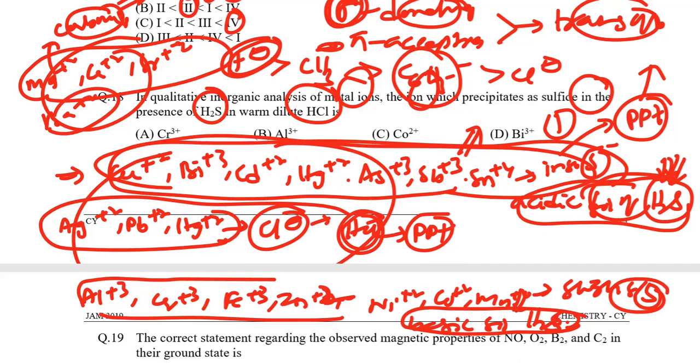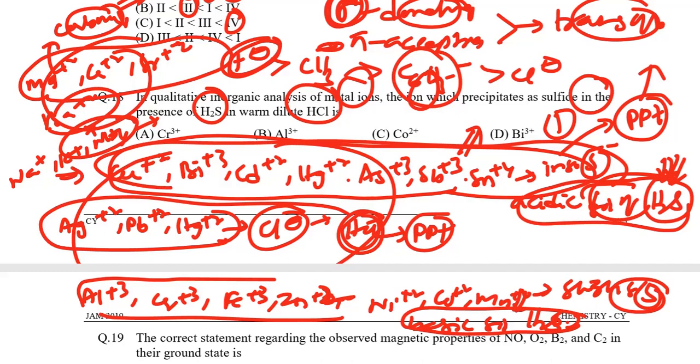Now just remember Na plus, K plus, and NH4 plus cannot be precipitated with any of the above reagents, that is hydrogen sulfide and HCl. So whatever reagent we have used on all of the given metal cations, they cannot precipitate Na plus, NH4 plus, and potassium plus. Just remember them. Right, now just check the options.